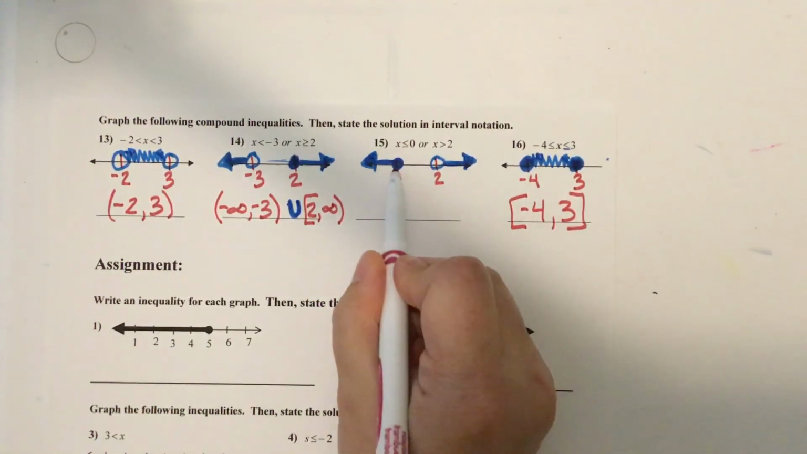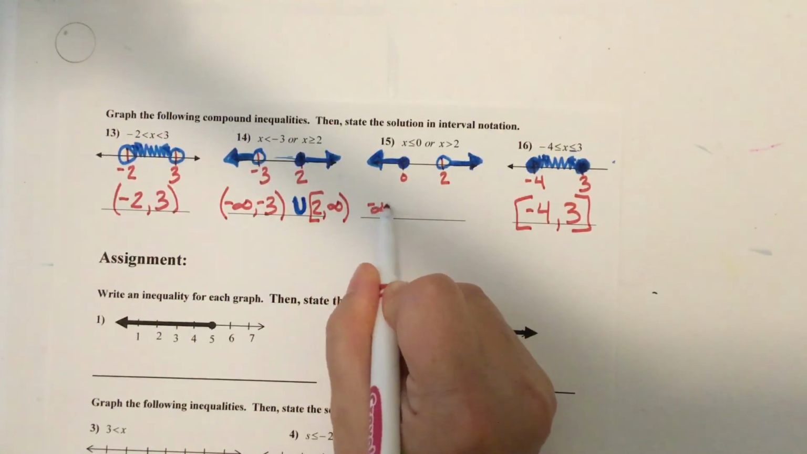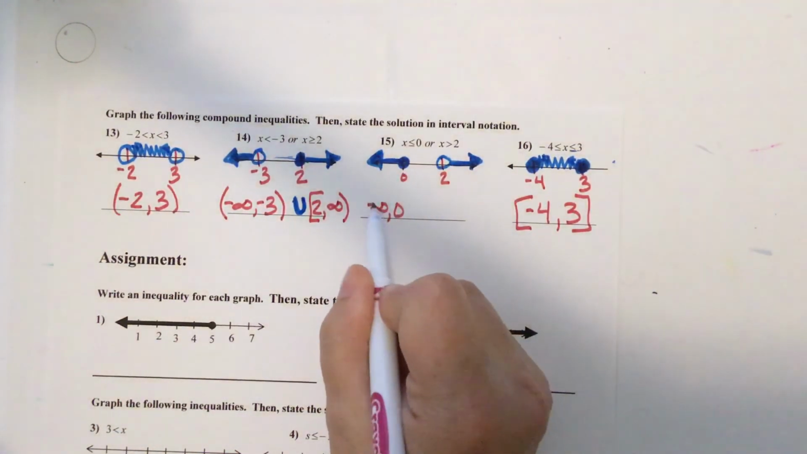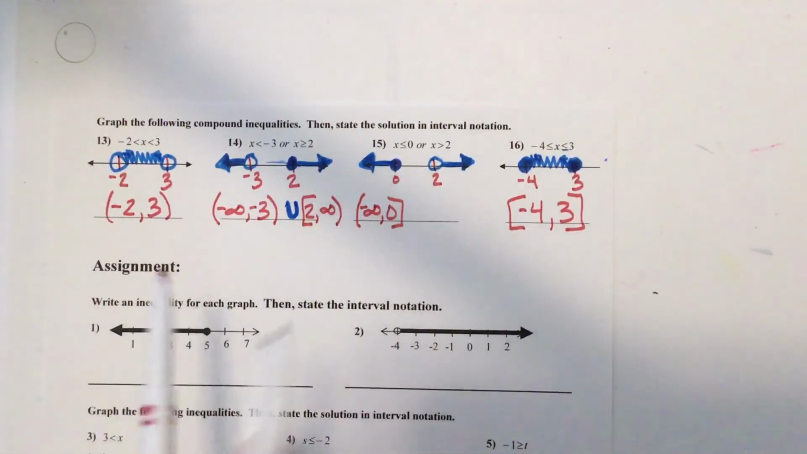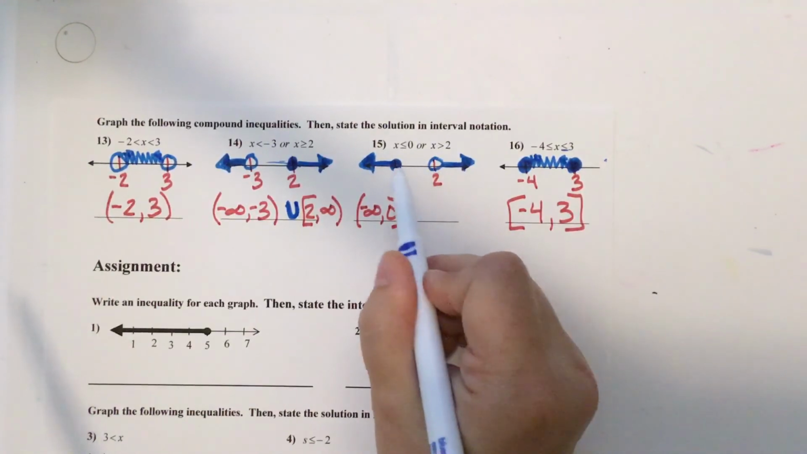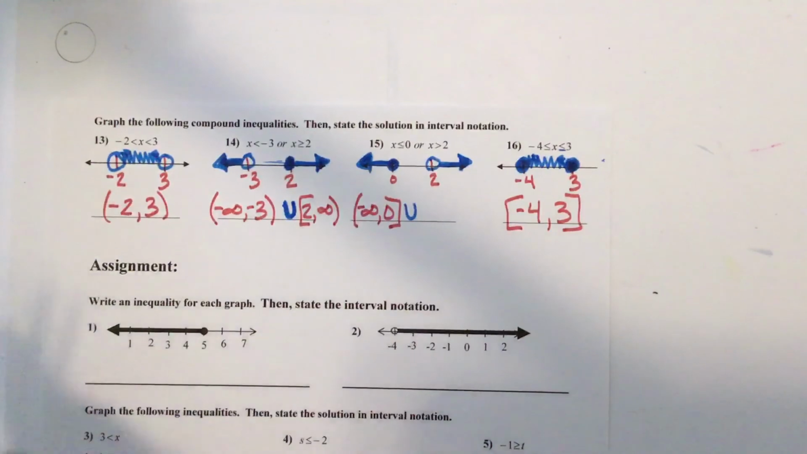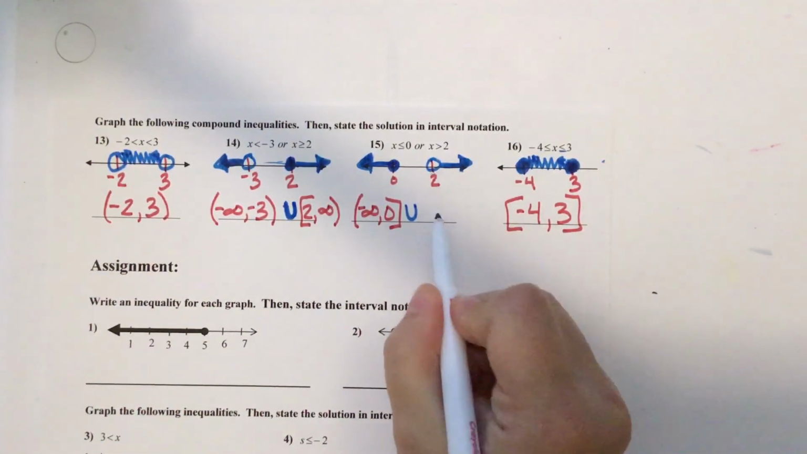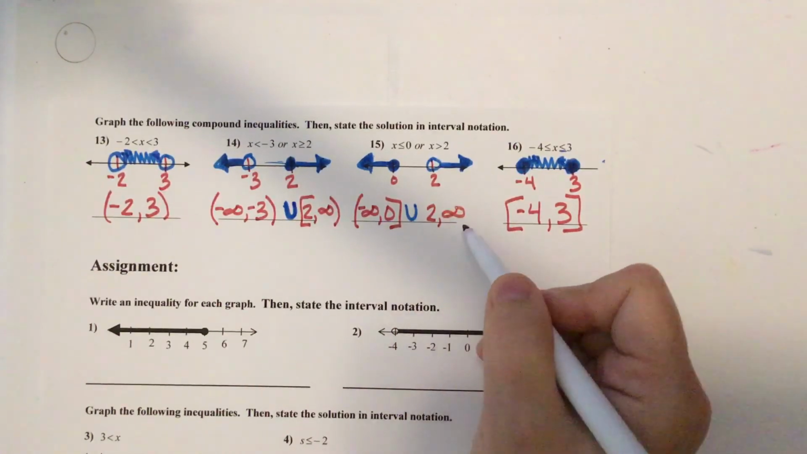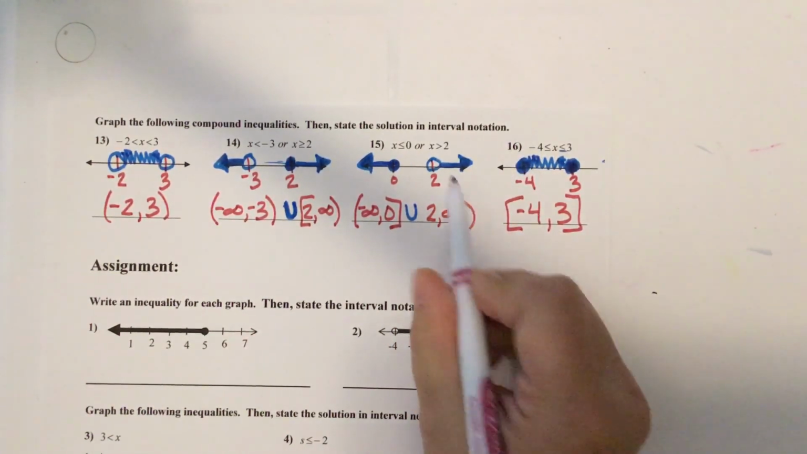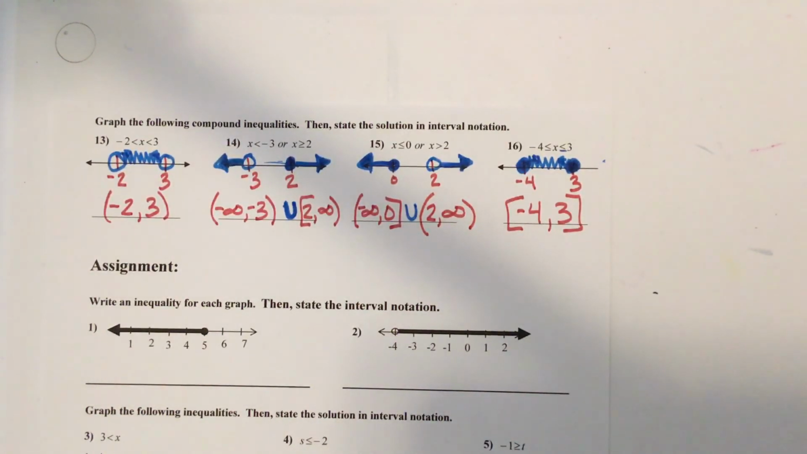Once again, anytime you go forever to the left, that's negative infinity. So negative infinity to 0. Infinities are always parentheses. Closed circles are always brackets. The shading in the middle that you don't see, where there's the break in the graph, that's the union symbol. And then the shading picks back up at 2 and goes forever to the right, which is going to positive infinity. Infinities are always parentheses, and open circles are always parentheses. And that is interval notation.